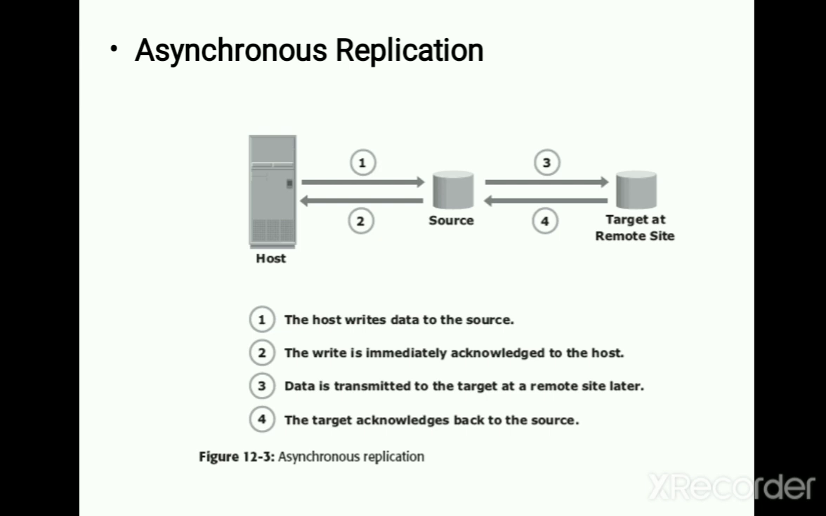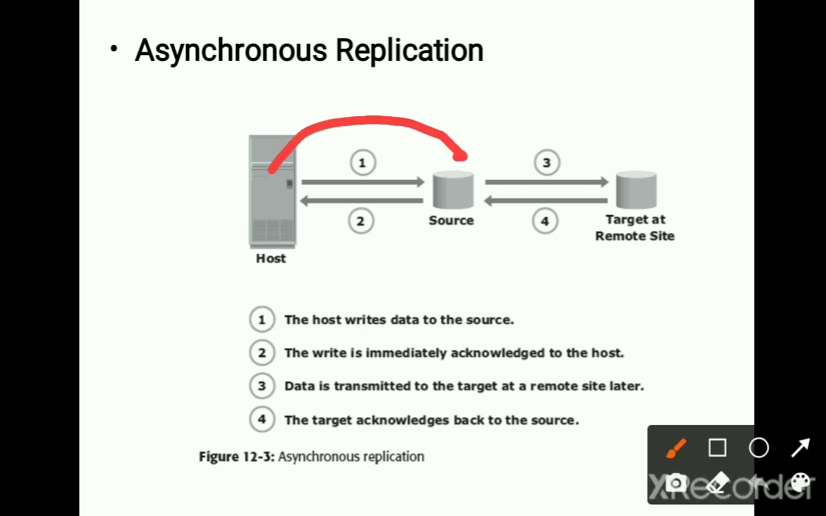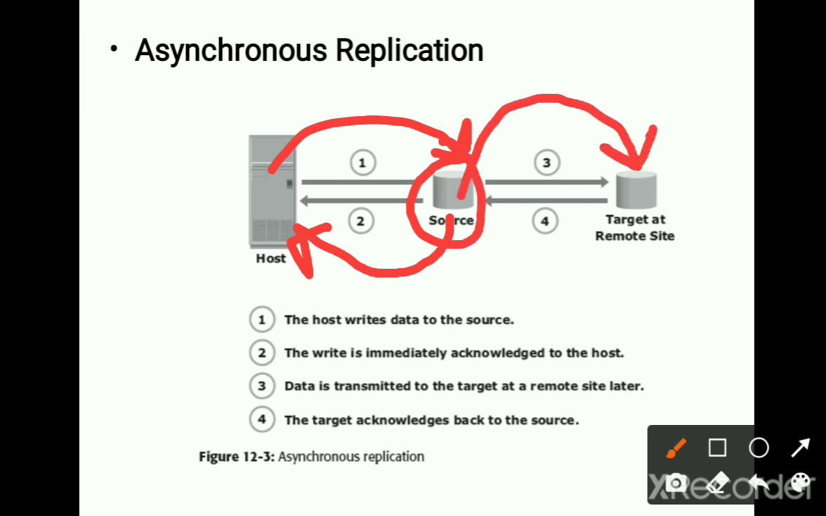Next, moving on to the second one, asynchronous replication. In asynchronous replication, the first step is that the host writes the data to the source, and the second step is that the source immediately acknowledges to the host, stating that the data has been copied into the source. Later, from the source the data is replicated to the remote site, and the target or remote site gives the acknowledgement back to the source, stating that the data has been replicated at the remote site.